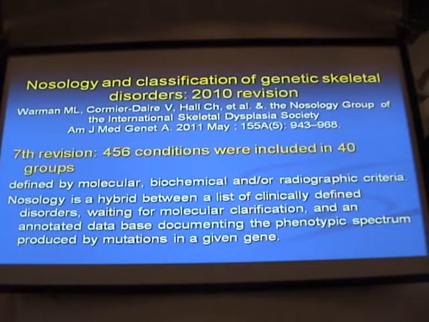At present, there is the seventh revision. It contains 456 conditions that were included into 40 groups. These are defined by molecular, biochemical, and or radiographic criteria. At present, the nosology is a hybrid between a list of clinically defined disorders waiting for molecular clarification and an annotated database documenting the phenotypic spectrum produced by mutations in a given gene.